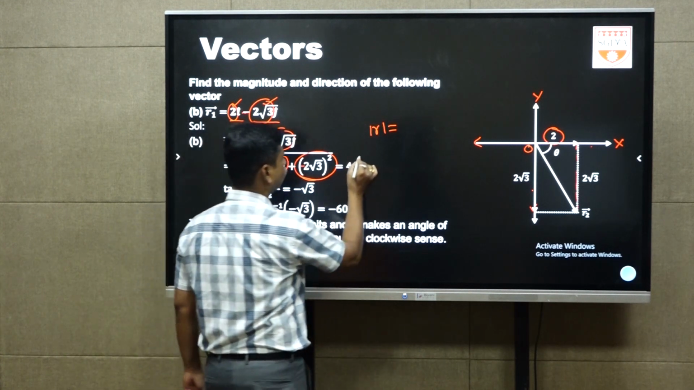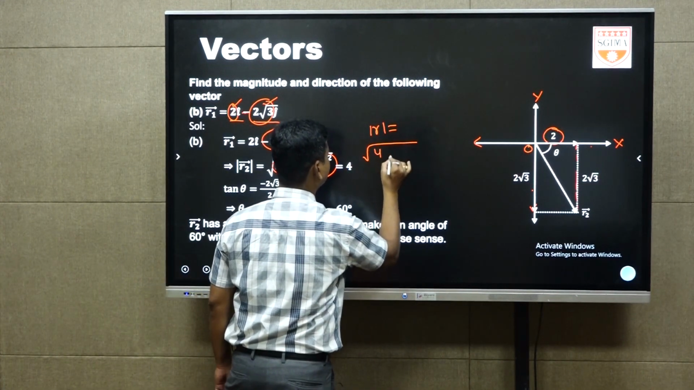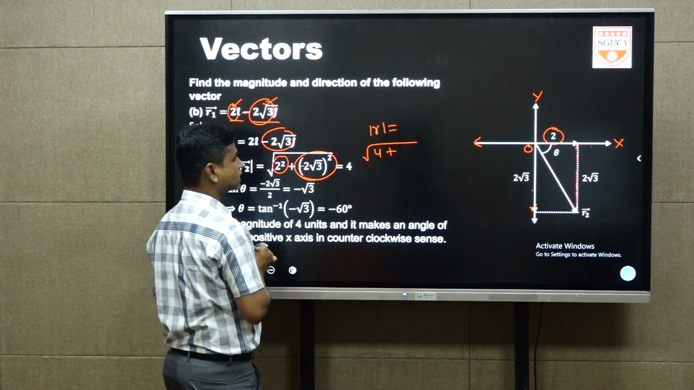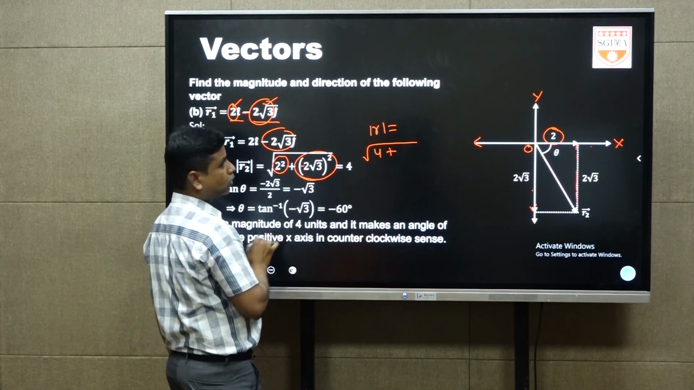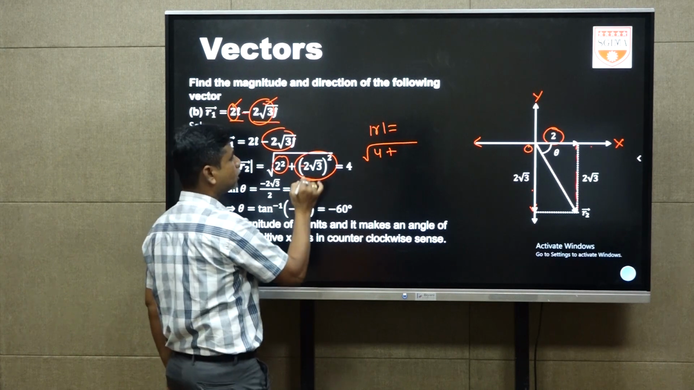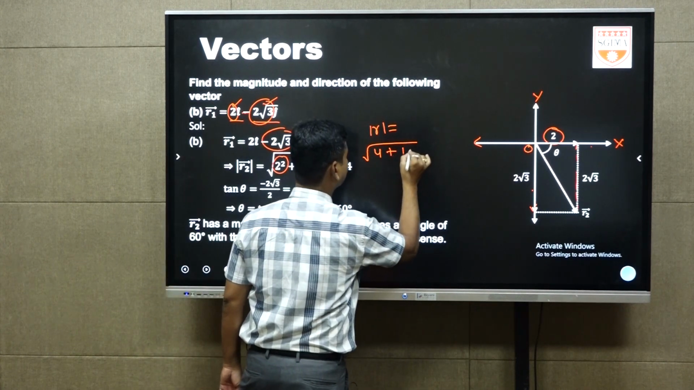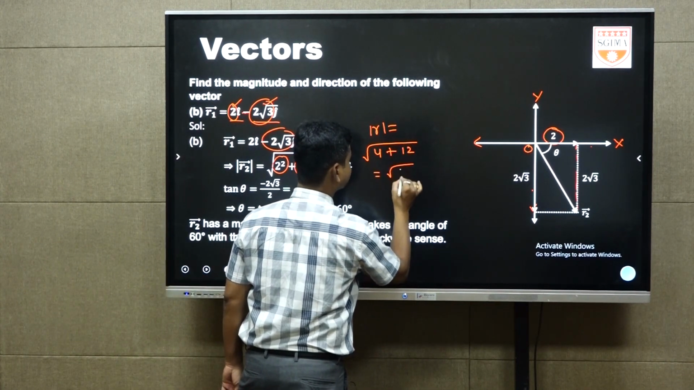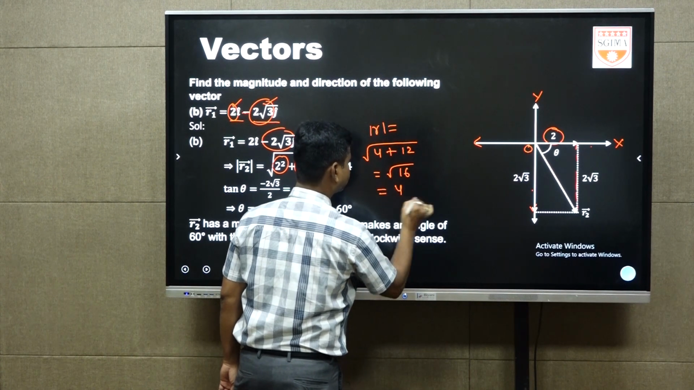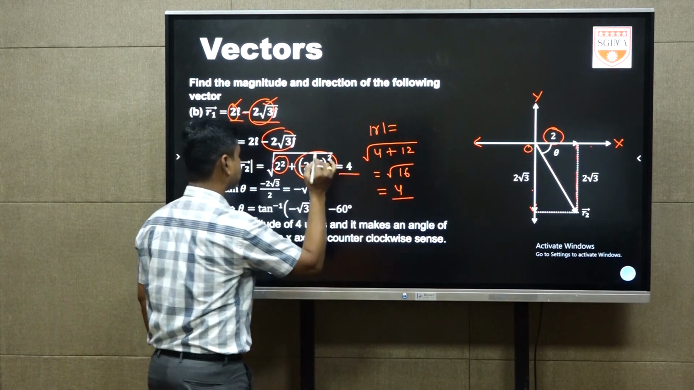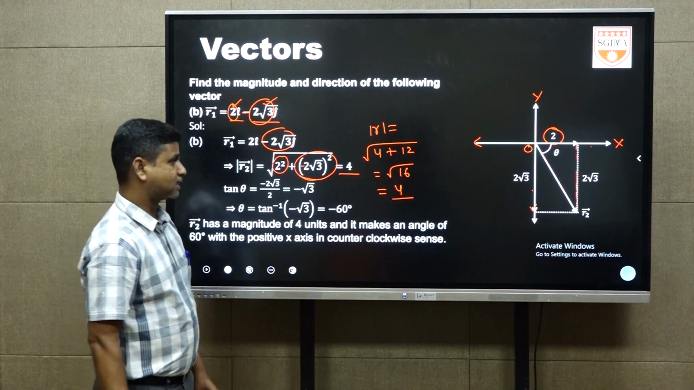Now 2 squared value is 4, under root 4 plus 2 root 3 whole squared, that is 4 into 3, 12. This value is root 16, which is 4. That is why the magnitude is taken as 4. Next one is the direction.